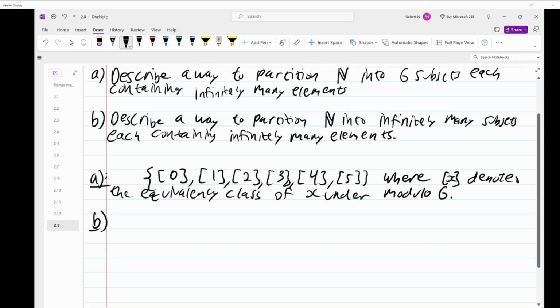Okay. B. Describe a way to partition N into infinitely many subsets, each containing infinitely many elements. Well, I don't think we can use the previous strategy, or at least not directly. How come? Can you modulo infinity something? Yeah, that would be hard, wouldn't it? 0 modulo infinity comes out to 0 and 1 modulo infinity comes out to 1. And then they'd be singular elements. That would be rough. So let's not do that.